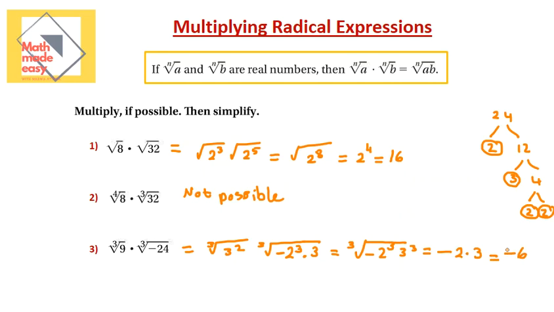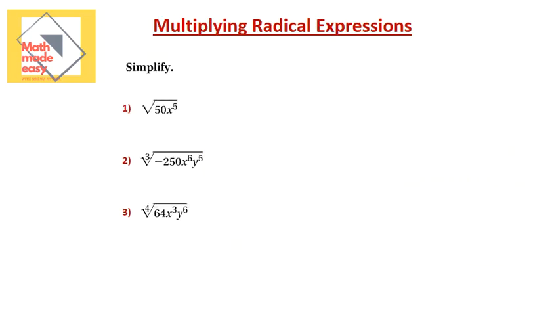So far, everything seems easy because we are dealing with numbers, and all of them turned out to be perfect squares or perfect cubes. Now, let's look at something else. In these examples, we have radical expressions that also involve variables. Most of them will not give you a perfect square or a perfect cube to work with. So let's look at our first one here. I have 50x to the power of 5 and I want to find its square root.